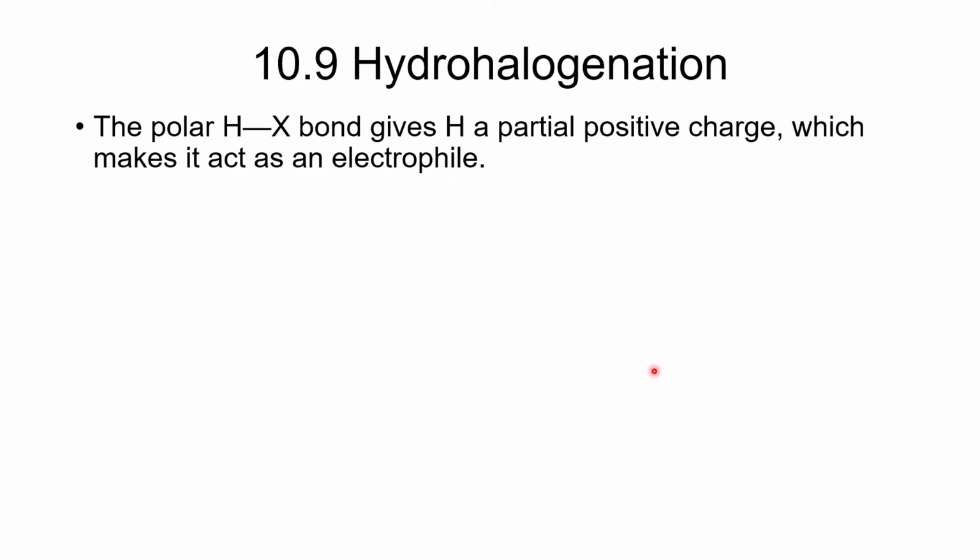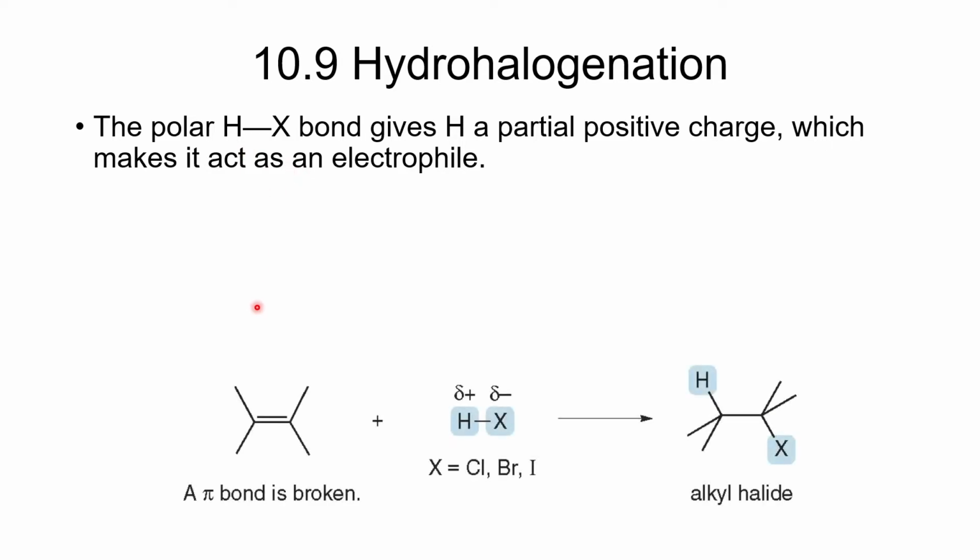And hydrohalogenation is a very common reaction that we'll see with alkenes. We can do it fairly easily and it works really, really well. So first of all, the thing that makes the HX, and HX can either be HCl, HBr, or HI, the thing that makes it such a good reagent for reacting with alkenes is that it is a very polar bond, and it gives the hydrogen a partial positive charge. That is enough to make that hydrogen a strong electrophile.